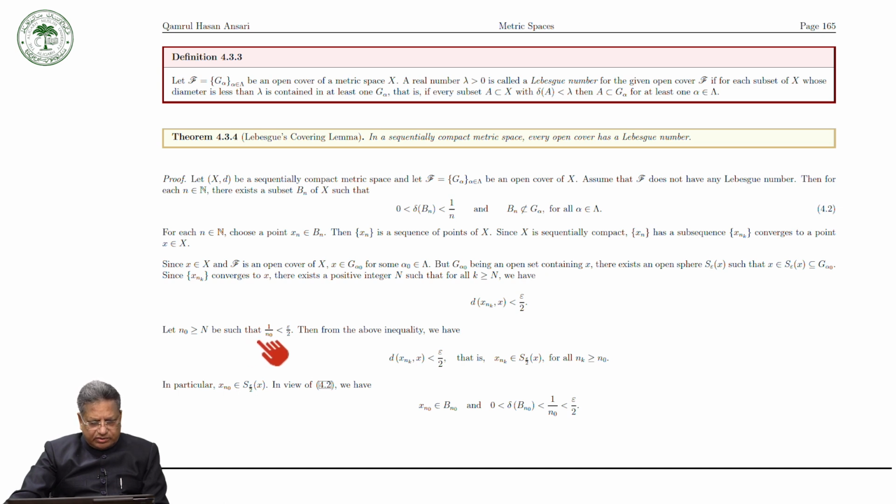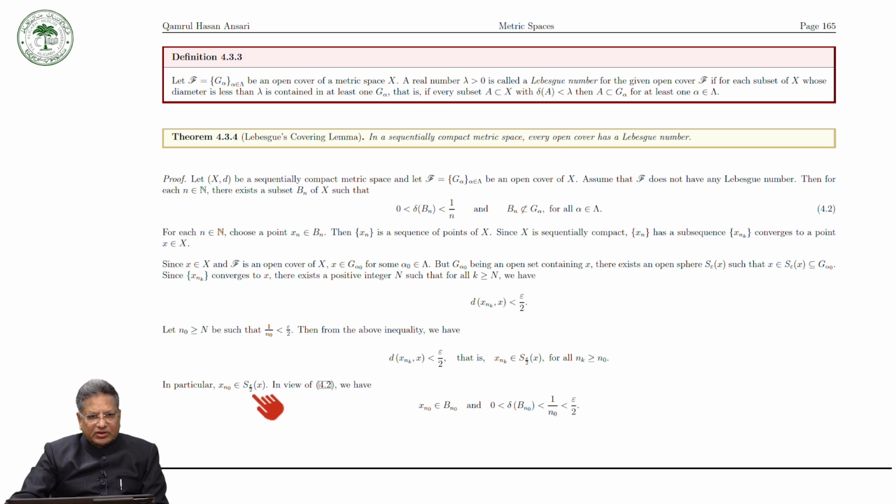Now let us take n naught greater than or equal to N such that 1 over n naught is less than epsilon by 2. Then from this inequality we have d(xn naught, x) less than epsilon by 2, that is, xn_k lies in the open sphere with center x and radius epsilon by 2 for all n_k greater than or equal to n naught. In particular, xn naught lies in the open sphere with center x and radius epsilon by 2.